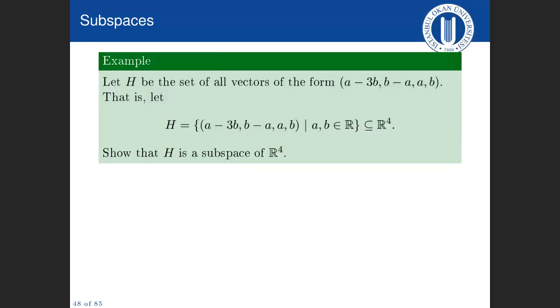Let H be the set of all vectors of the form (a minus 3b, b minus a, a, b). So in other words, H is the set containing all of the vectors (a minus 3b, b minus a, a, b) such that a and b are real numbers. This is a subset of R4. Show that as well as being a subset, H is also a subspace of R4 with the usual addition, usual scalar multiplication.